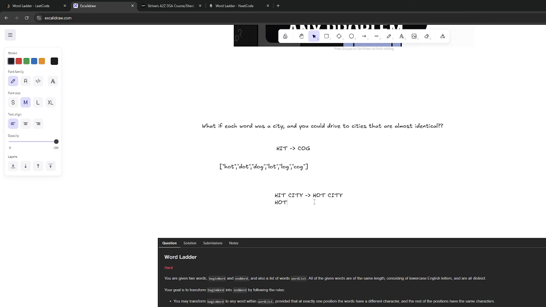Then we can go from the hot city to what else? I think dot. A dot city. Look at that. That's interesting. And then we can go from the dot city to the dog city. Whole lot of dogs. And we can go from dog city to cog city. Okay. Now, what we realize is we've pretty much found a path. So, was this really a string manipulation problem? I don't think so. I think this is a graph traversal problem. I think this is a shortest path problem.